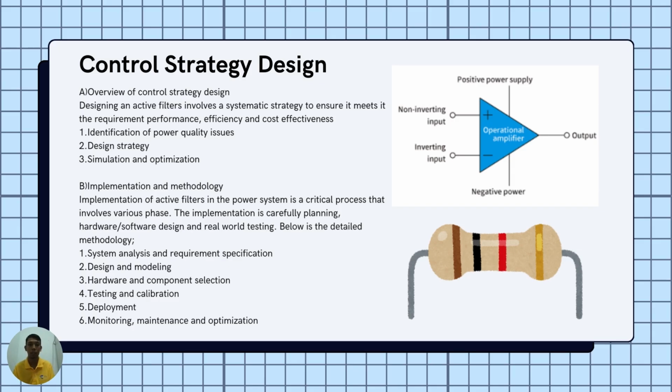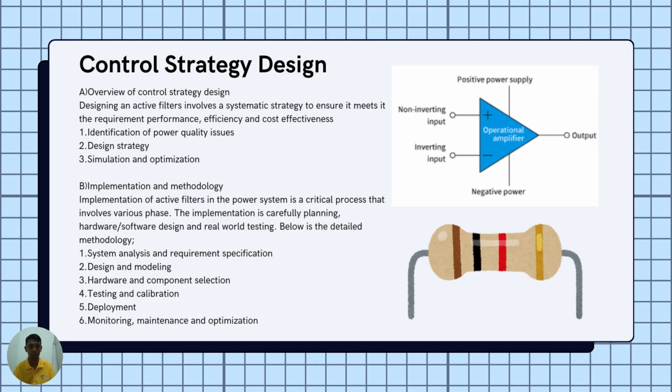Next is design and modeling. We try to design and model based on our simulation. Next is hardware and component selection. We try to choose the hardware that is the most usable and the most cost effective for our project. Next is testing and calibration. We try to test each component first and calibrate before using them.